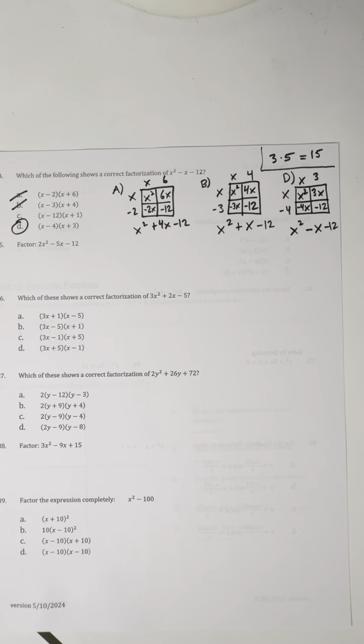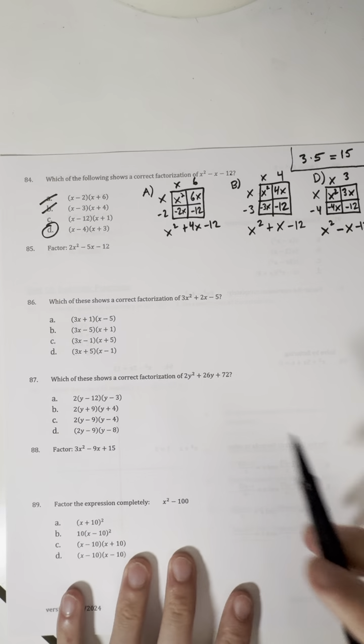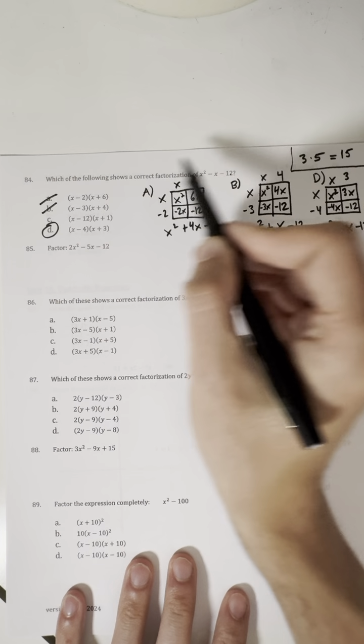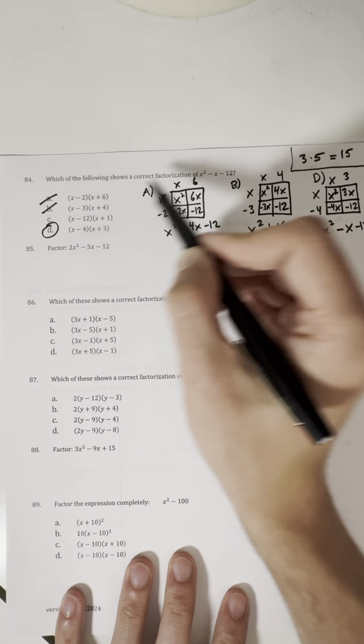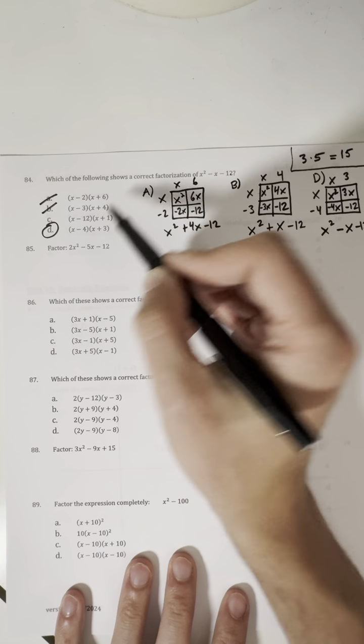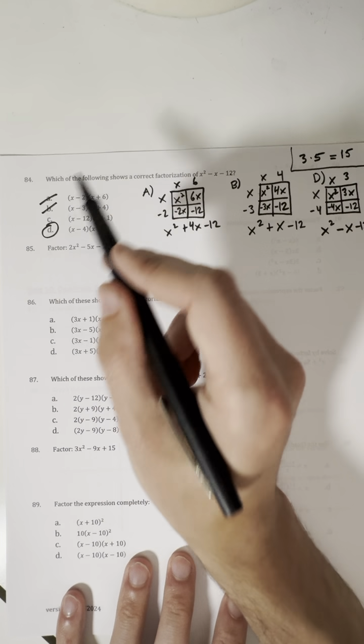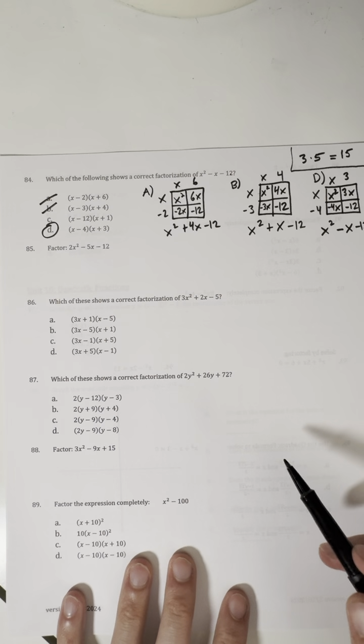The more you do this, the more you're going to start to see little shortcuts and see ways that you can make your life easier. You might even be able to do some stuff in your head where you say like, hey, negative 2 times 6 is negative 12. Negative 3 times 4 is negative 12. You can sort of check those things really quickly without even needing to set up a box. And you might be able to eliminate some faster.